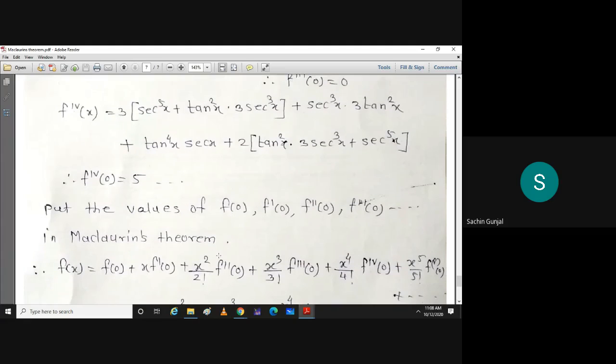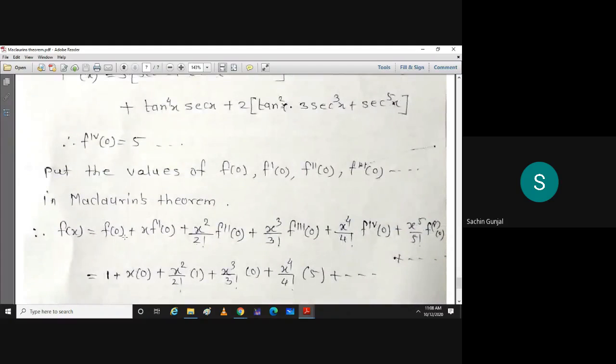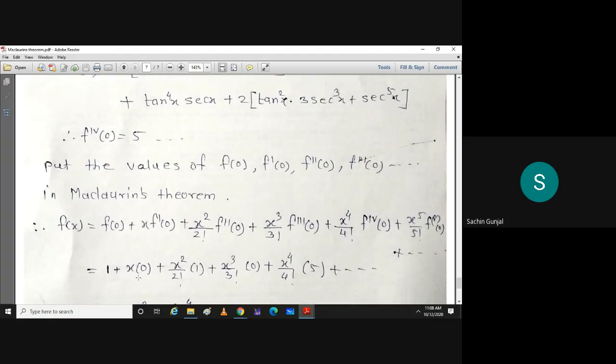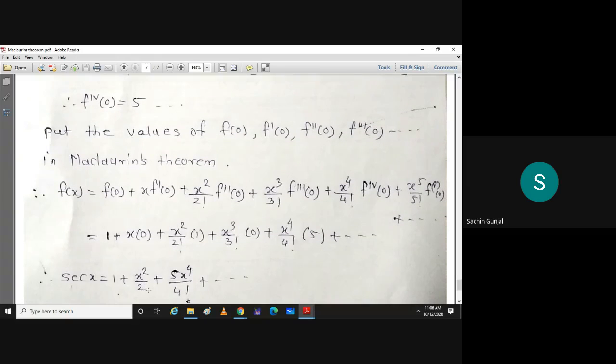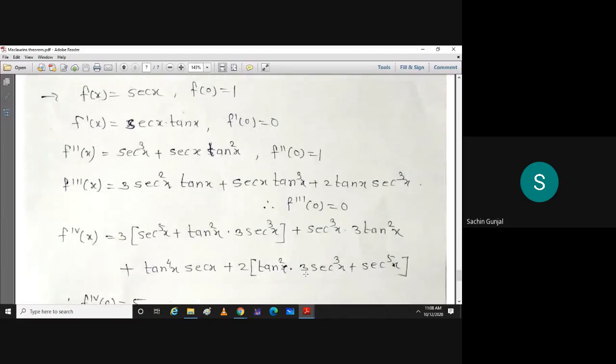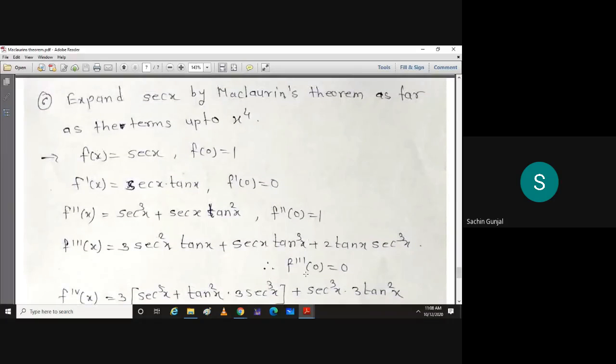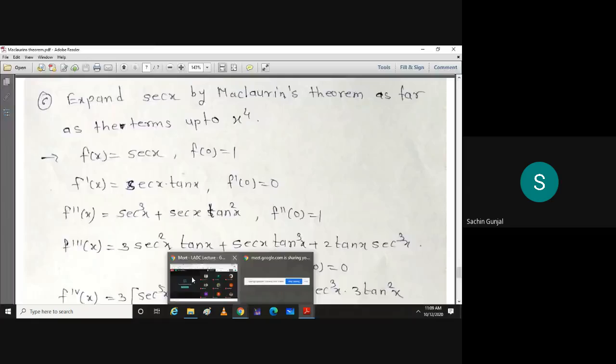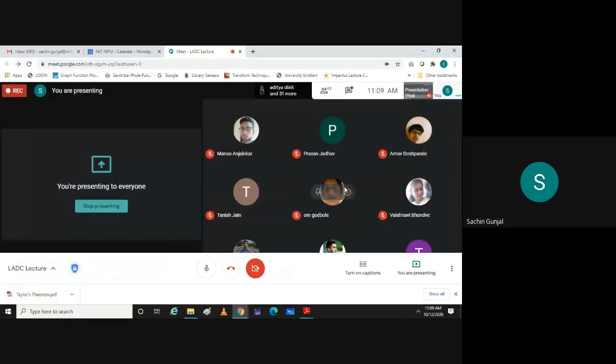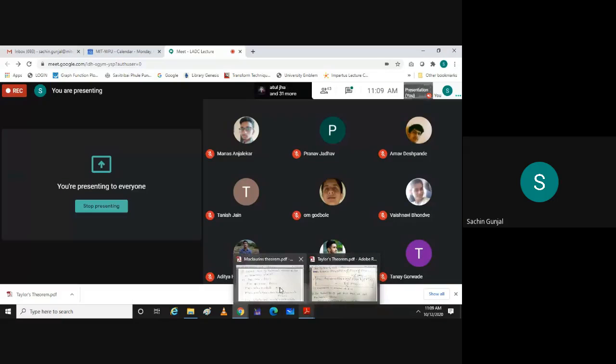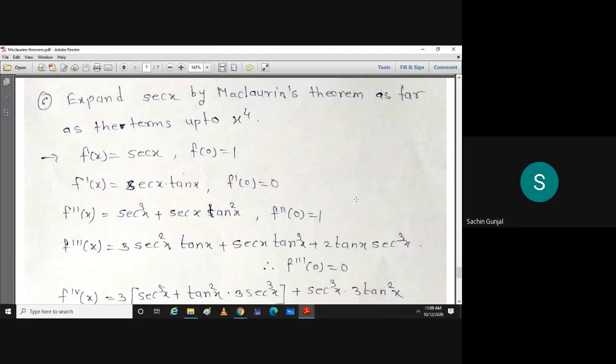Then you simply substitute these values in the Maclaurin's theorem statement, so it becomes 1 plus x square by 2 plus 5x raised to 4 by 4 factorial, and so on. So just note it down. Please note it down.